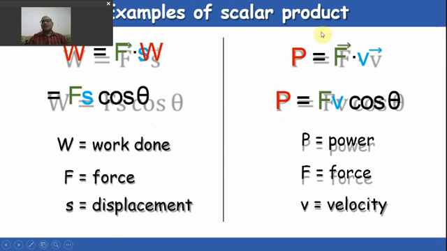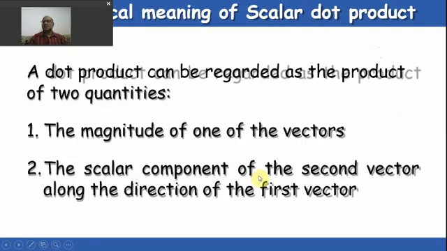There are some examples of a scalar product, like force F dot displacement, so Fs cos theta, which is the work done for a displacement, and power, F dot V, so Fv cos theta. We have these few examples, but there are many examples in which you can get the result as a scalar product. A dot product can be regarded as the product of two quantities: the magnitude of one of the vectors and the scalar component of the other.